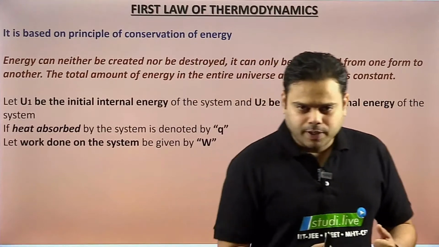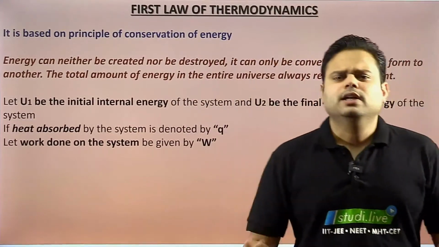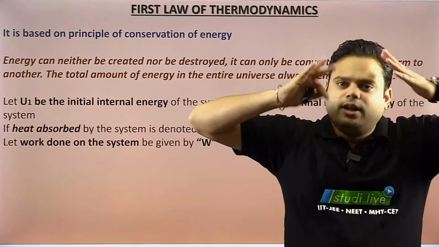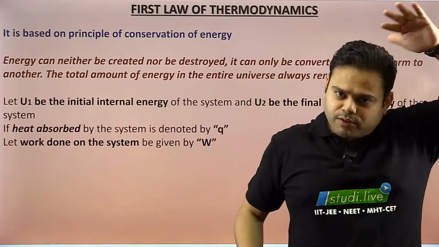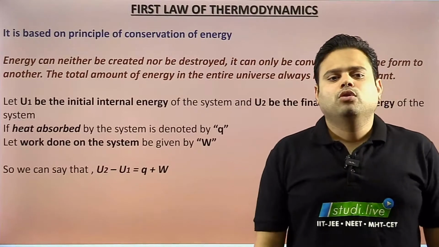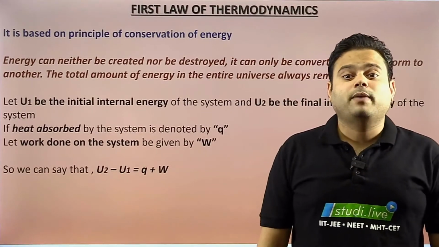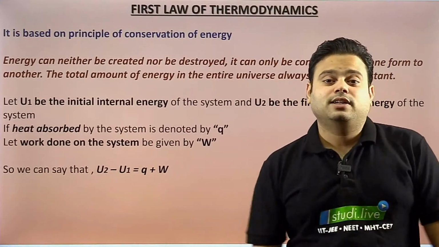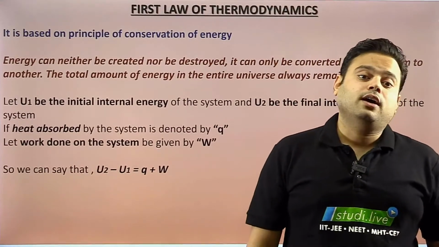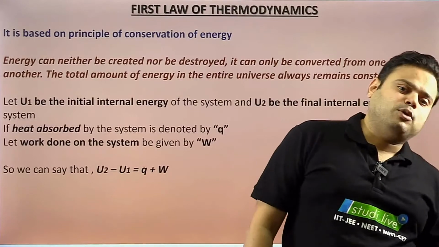The system absorbed heat, and after absorbing heat, work was performed on the system. The system has not performed work after absorbing heat; work has been performed on the system. So the expression becomes U2 minus U1, final minus initial, the change in internal energy. Heat is absorbed, plus work is performed on the system.